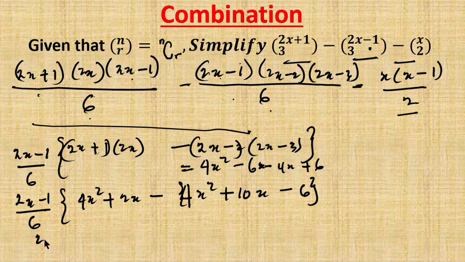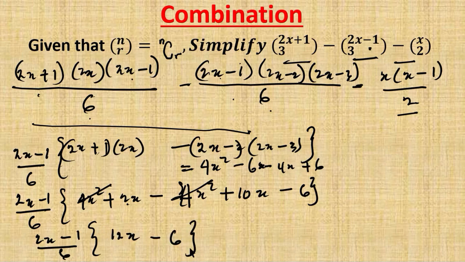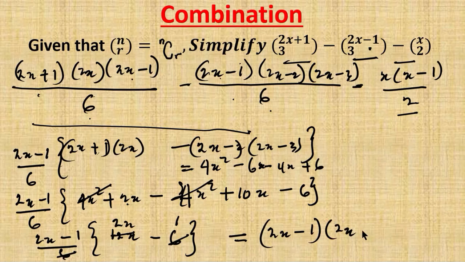So this will look like (2x minus 1) all over 6 into 4x squared minus 4x squared. That knocks that off. I have 2x plus 10x, that's 12x minus 6. Now if you look at this, I have something that is common: a 6. 6 here is 1, 6 in 12x is 2x, and 6 here again is 1. So I'm left with 2x minus 1. This is equal to (2x minus 1) into (2x minus 1).